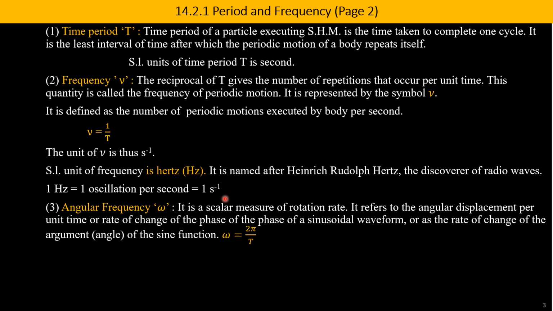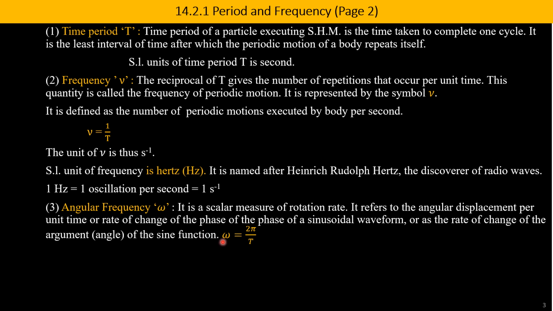The next physical parameter is the angular frequency omega. It is a scalar measure of rotational rate, that is rate of rotation. It refers to the angular displacement per unit time, or rate of change of phase of a sinusoidal waveform, or the rate of change of the argument of the sine function. We will study the angular frequency in detail in the next slide.